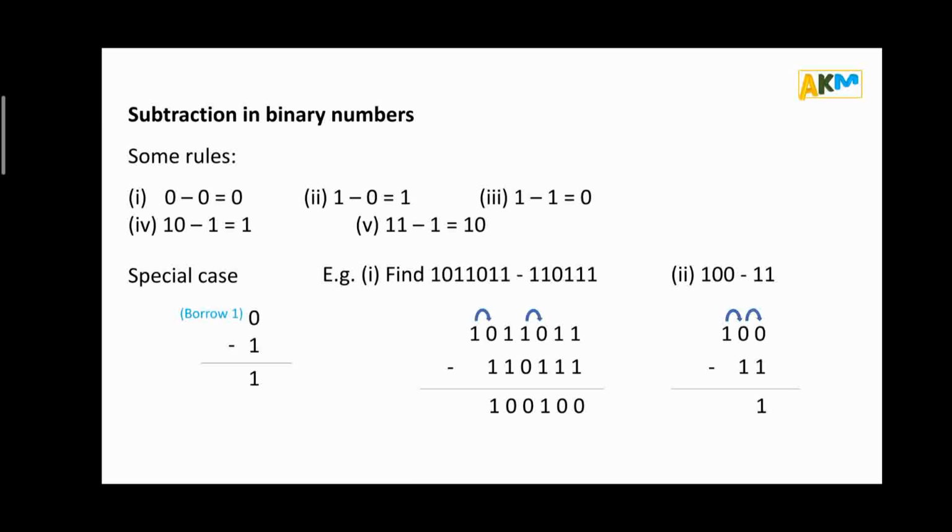In the second column we have 1, because it became 10 and we have borrowed 1 to the right. So 1 minus 1 will be 0. And since we have borrowed from the leftmost digit in 100, it will be 0. So no need of that. So 100 minus 11 will be 1 only. So that's how we do subtraction in binary numbers.